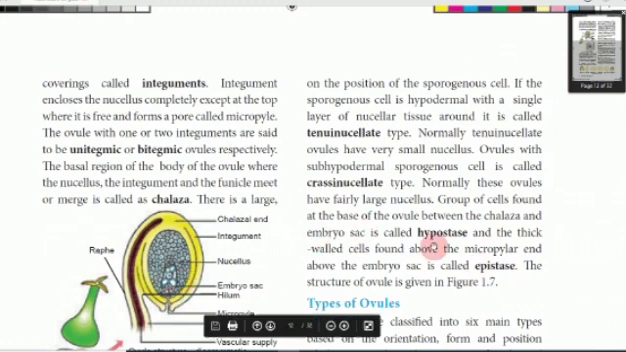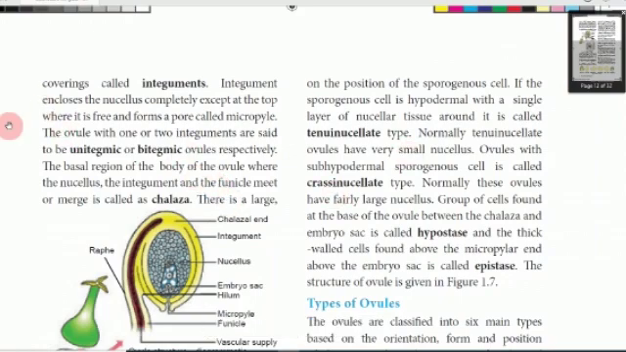So hypostase, epistase, pseudo-nucellate, genuine nucellate. What are integuments? Chalaza, unitegmic, bitegmic, funicle, and integuments. So these are today's topics. Today we learned pollen germination, the female gametophyte, and the structure of an ovule. I hope everyone understood today's topic.